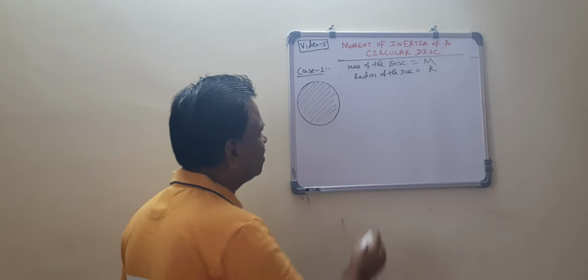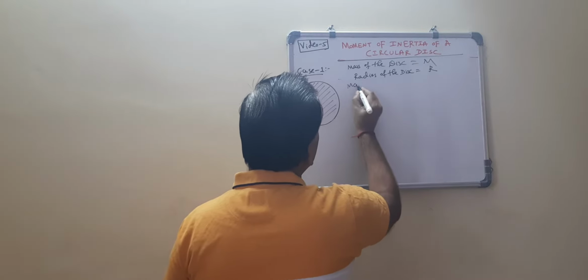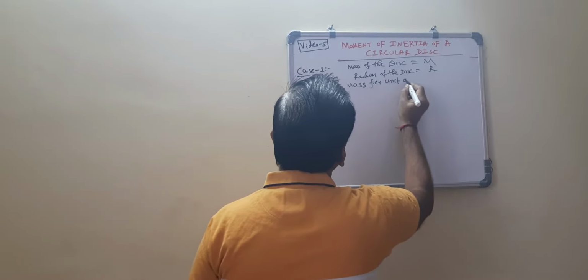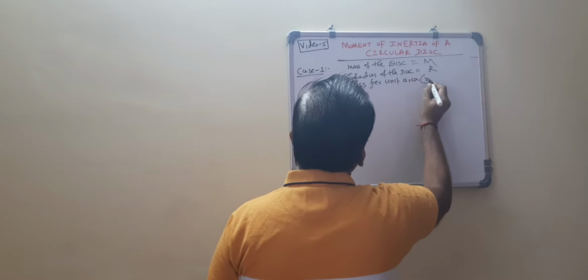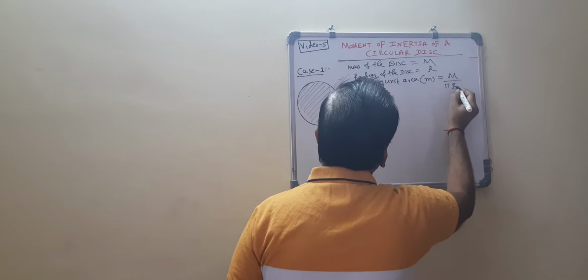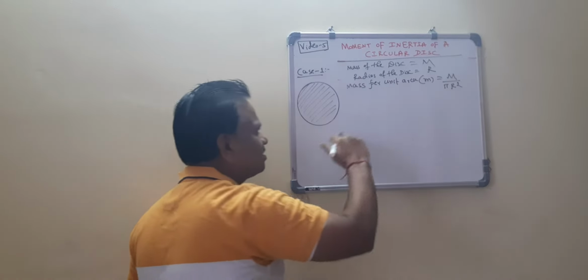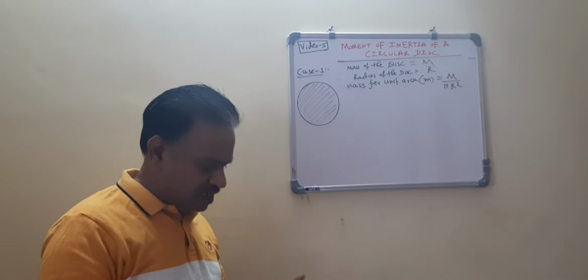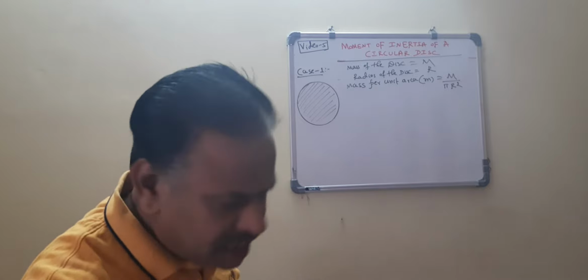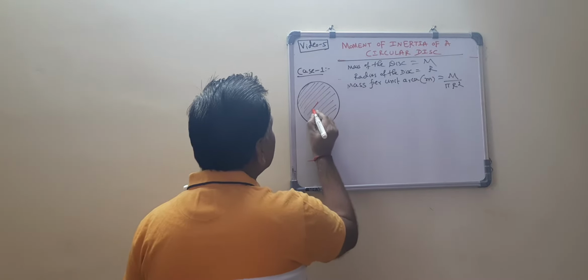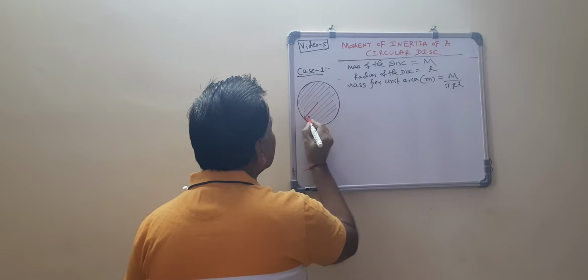Next, the mass per unit area, small m, is equal to M divided by pi r square, since the area of the disc is pi r square. Here this is the radius, from the center, the radius is R.